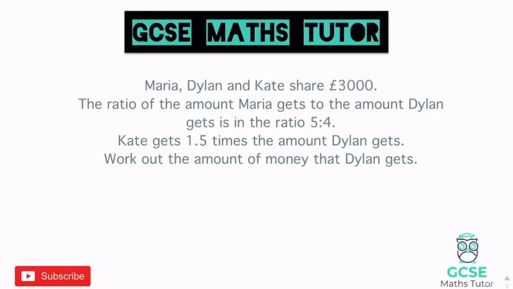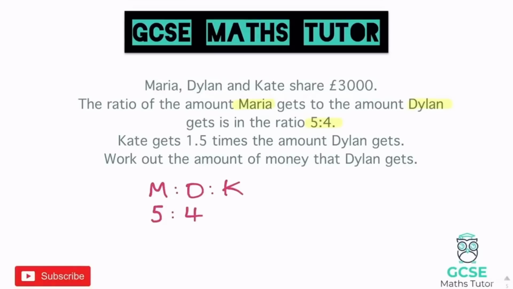So we want to have a look. How are we actually going to create this ratio? Because at the moment we've got Maria, we've got Dylan and we've got Kate. But it only tells us the ratio, and let's just highlight that, Maria and Dylan, 5 to 4. So we've got 5 to 4 for Maria and Dylan, but we don't know how much Kate gets in terms of parts of the ratio.